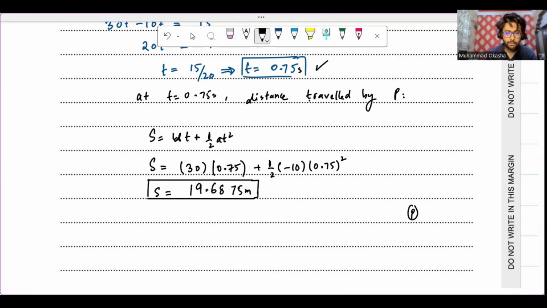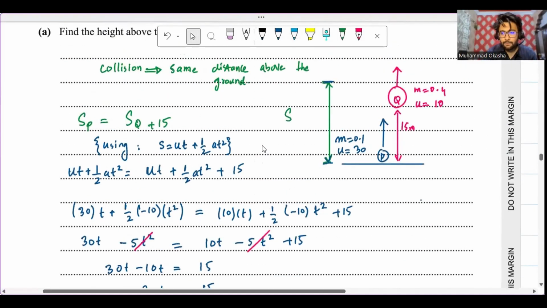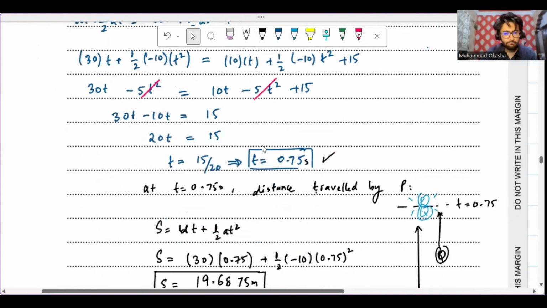So when P was shot vertically upwards and Q was also shot vertically upwards, t equals 0.75 is the time when the particles P and Q collided. Right, so that was for 4 marks. I think that wasn't too bad.